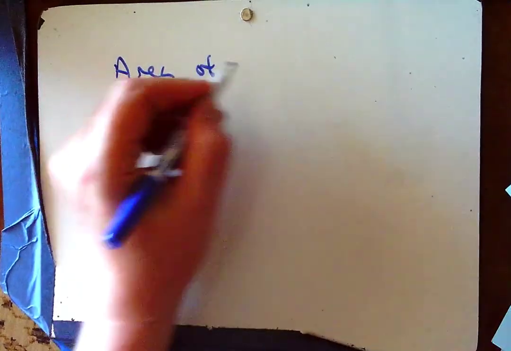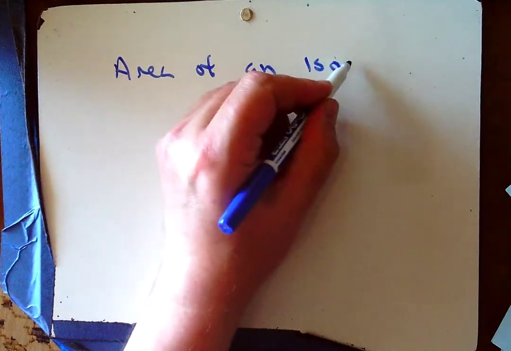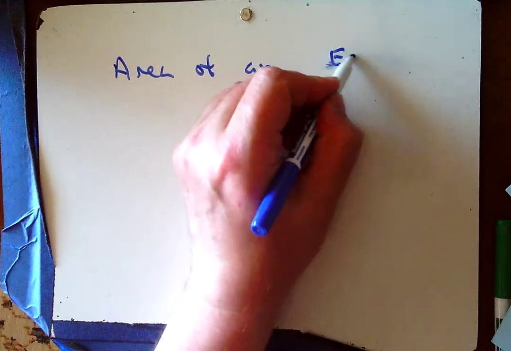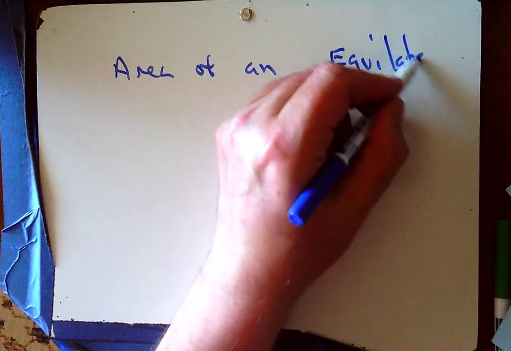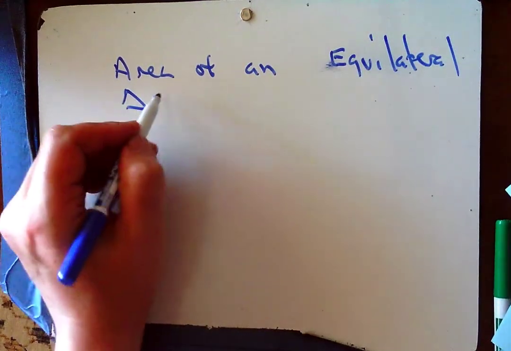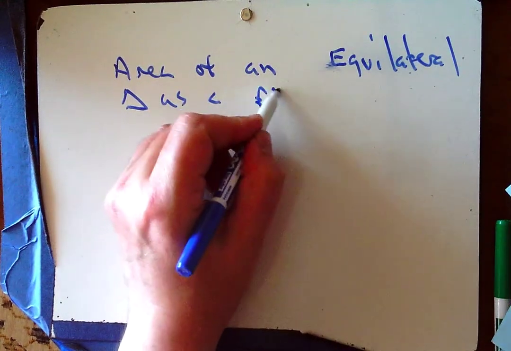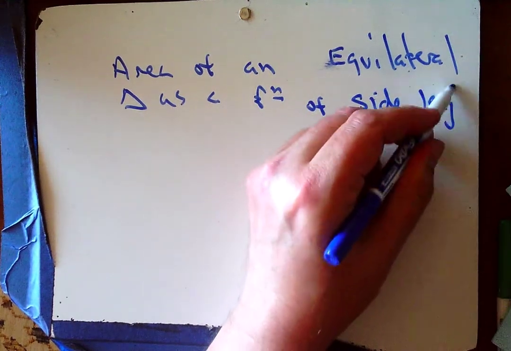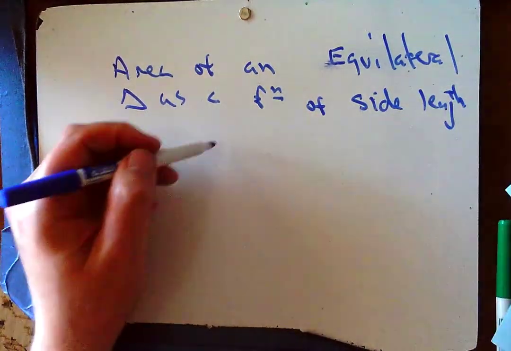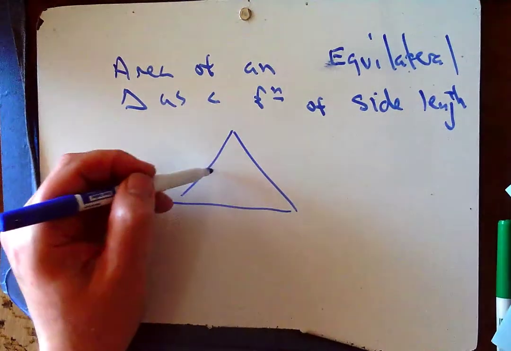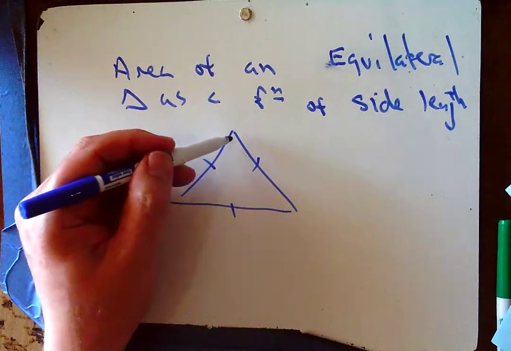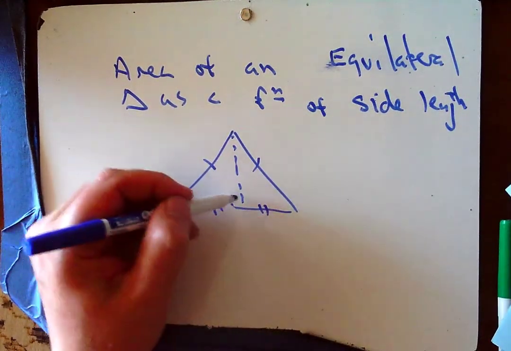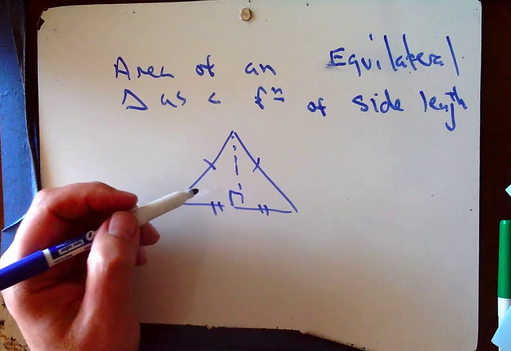Area of an isosceles, oh no, let's go with equilateral triangle as a function of side length. So what do we know about an equilateral triangle? Well, we know all the sides are equal. We know that the altitude cuts this side into two equal pieces and is a right angle.